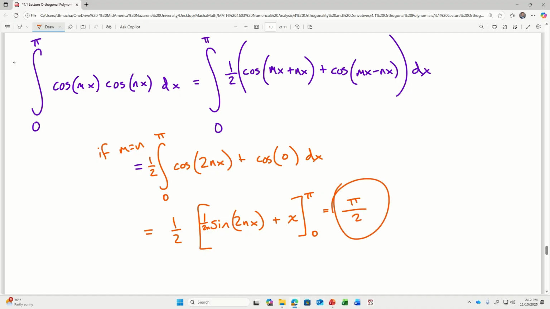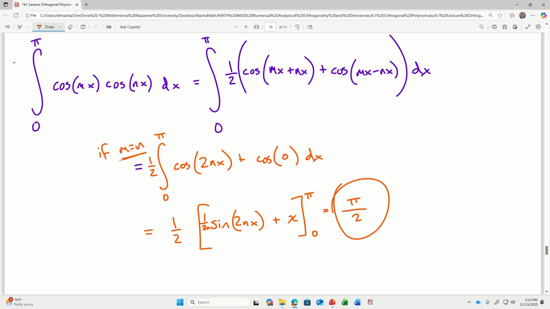Pi over 2. Yeah, because the signs are always 0. Whether you plug in the pi or you plug in the 0, the signs are 0. The x becomes a pi over 2. But that's only if m is equal to n.